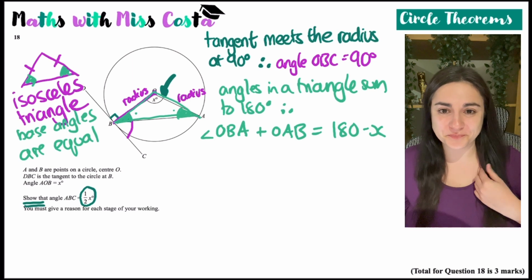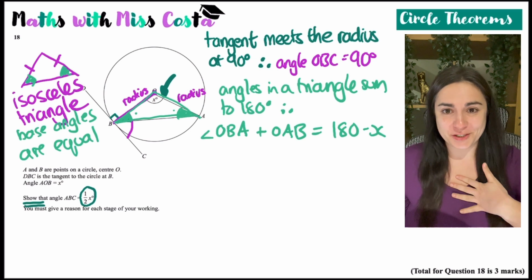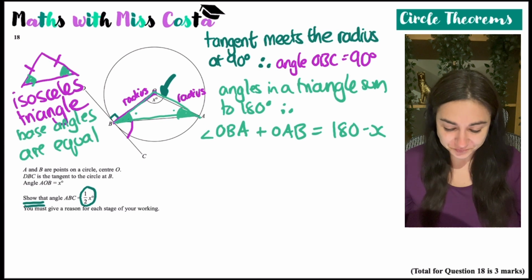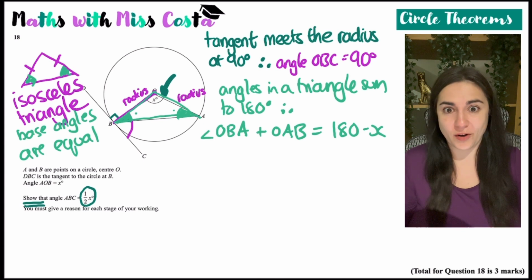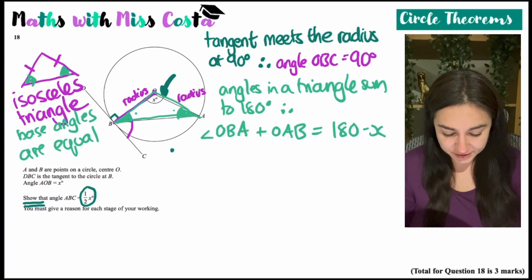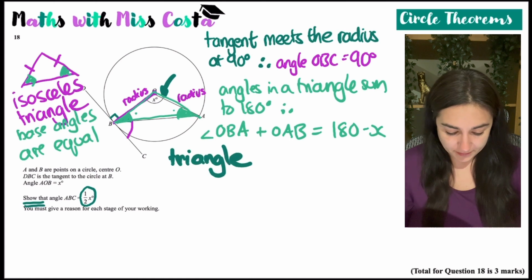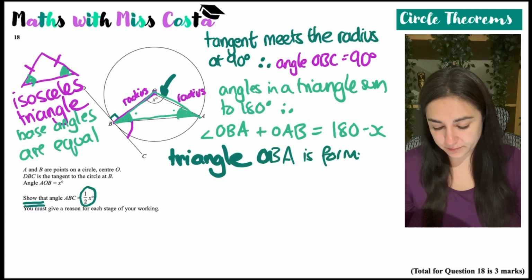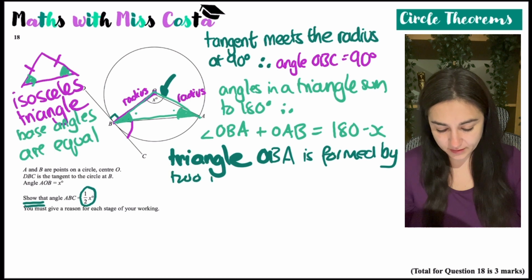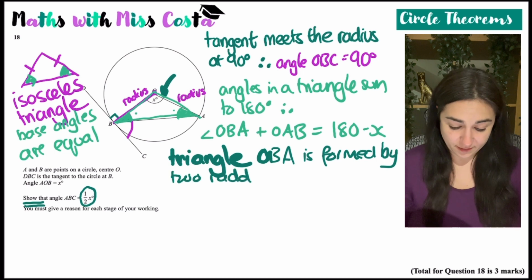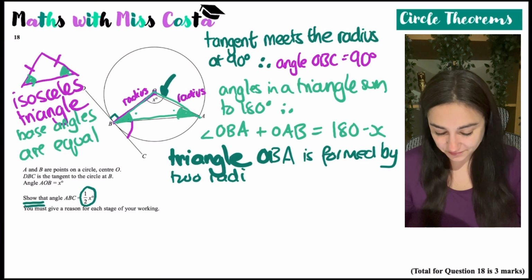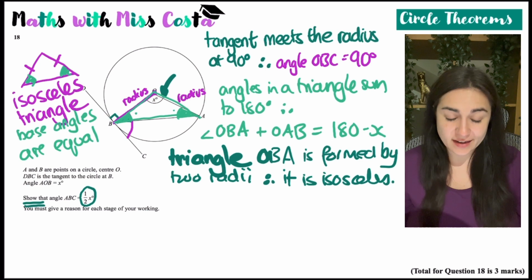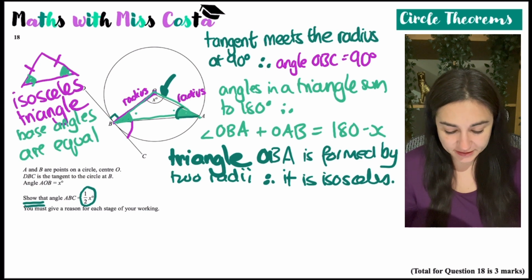already briefly mentioned that we've got an isosceles triangle here. So with an isosceles triangle, let me just say why it is an isosceles triangle. It's a triangle OBA formed by two radii, therefore it is isosceles. And an isosceles triangle means that these two angles are going to be equal.